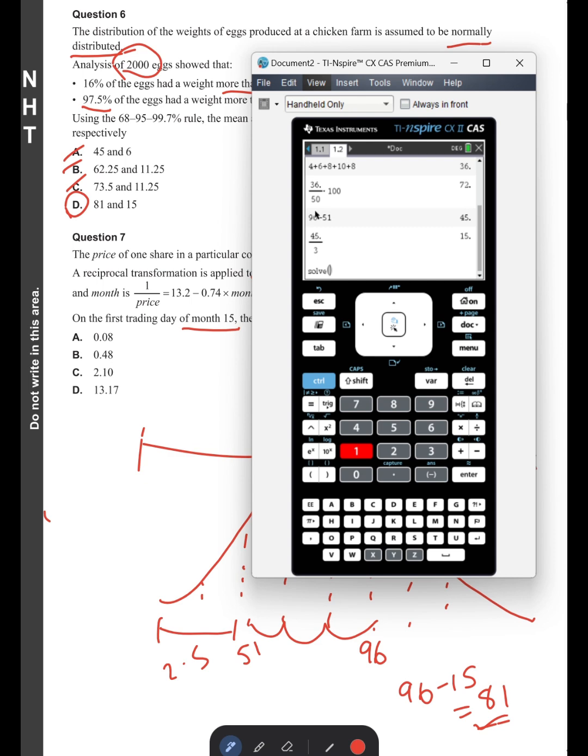transformed data. So we know the month, so we're going to start by doing 1 over, I'm just going to call it P equals, and then we put in our equation 13.2 minus 0.74 times, and it was month 15, and then I'm solving for P, so comma P. Okay, and that's going to give me 0.476, which rounds to 0.48.